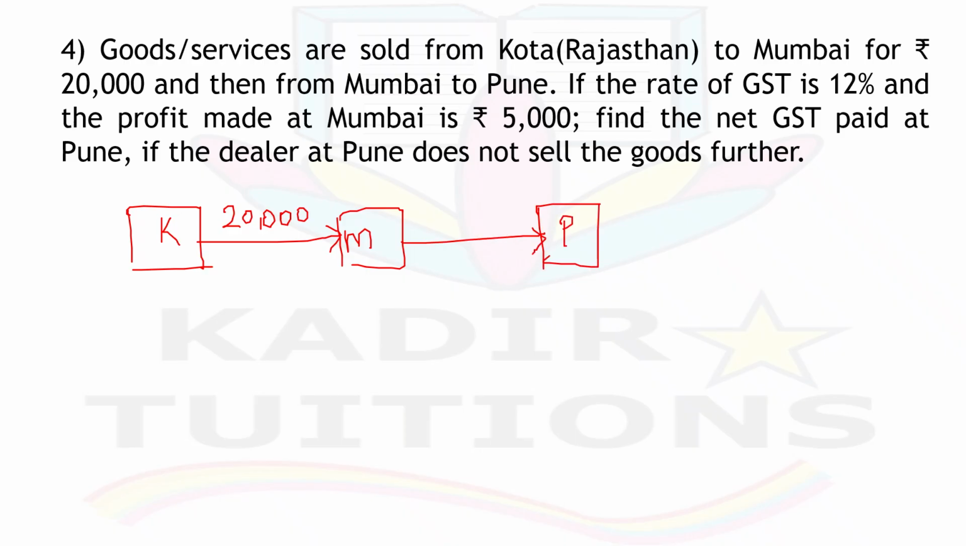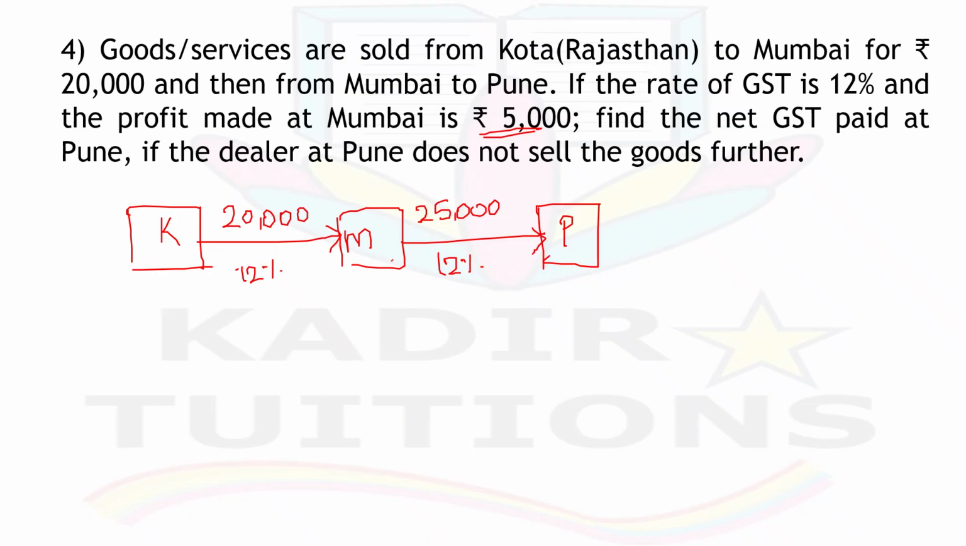So Mumbai to Pune, is there any profit? Yeah, see in Mumbai they have made 5,000 profit. Then it's going to be 25,000. And what is the GST over here? They have mentioned it's 12%. So this Mumbai person is going to pay 12% of GST to what? Kota person. And then this Mumbai person is going to receive 12% from the Pune person. So we need to pay 12% of GST.